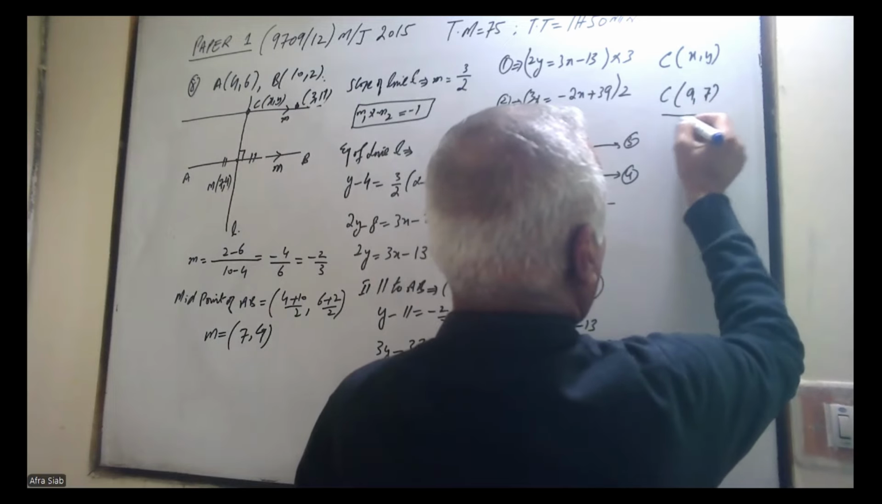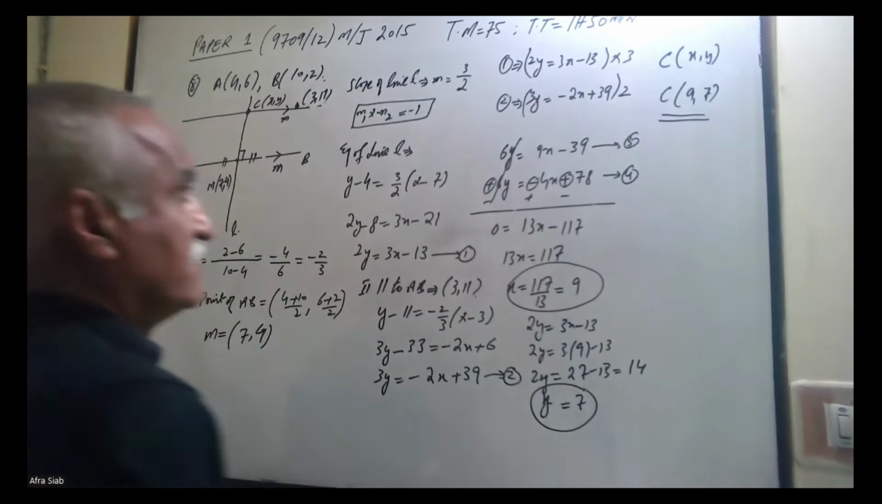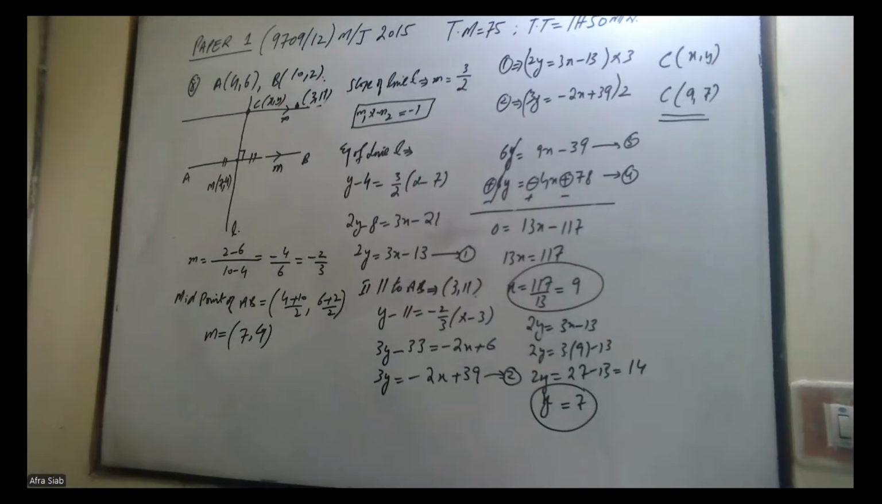So that is the point of intersection of these two lines at the point C, which lies on the line through the point 3 and 11 that is parallel to the slope of AB. The point of intersection C is calculated to be 9 and 7.